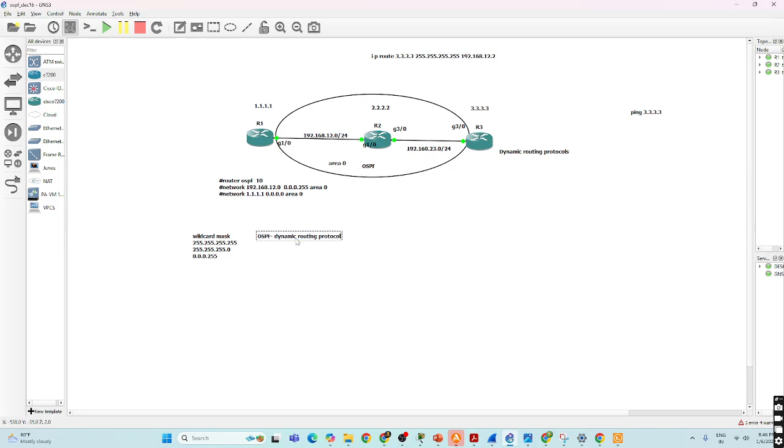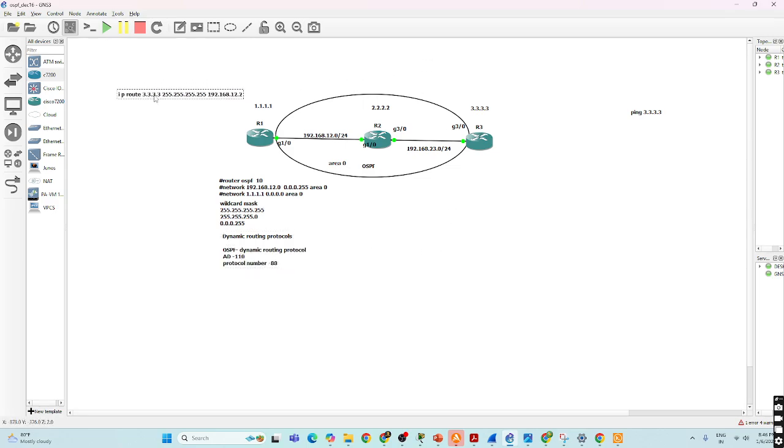Dynamic routing protocol. What is the AD? AD is 110, right? And what is the protocol number? 88. Remember this. Okay, so I'm going to give you a screenshot. I will give you all these screenshots so that you can easily remember the things.